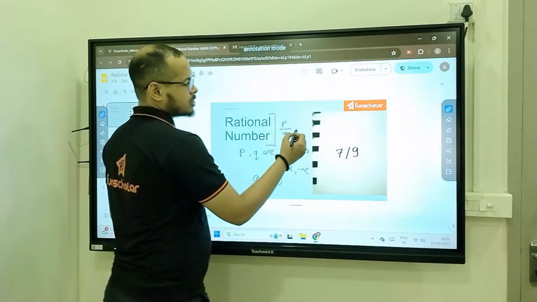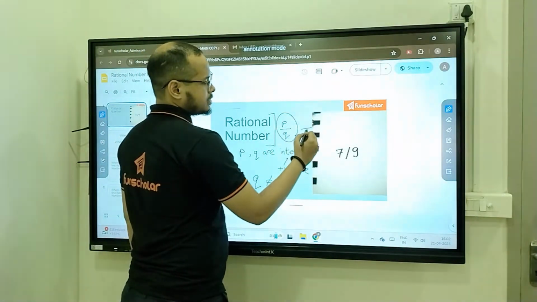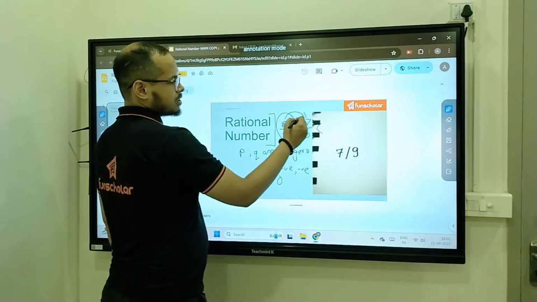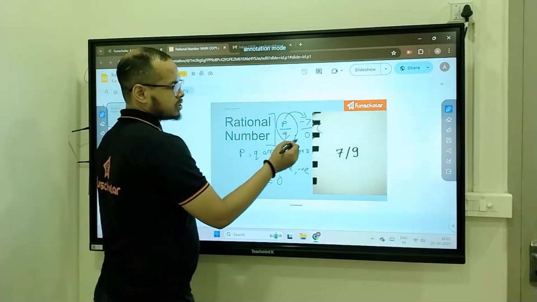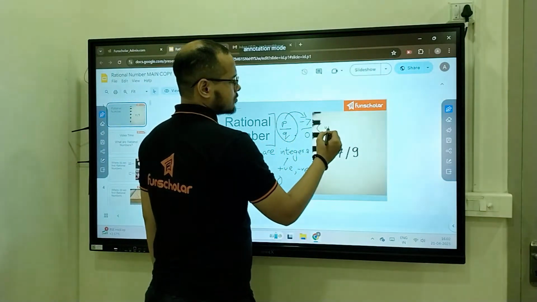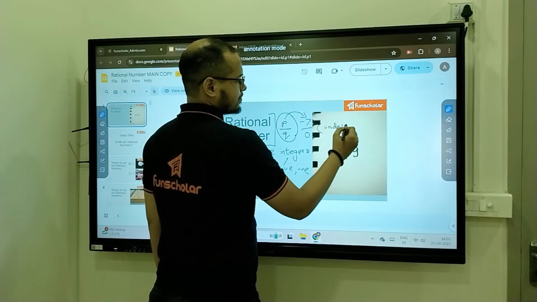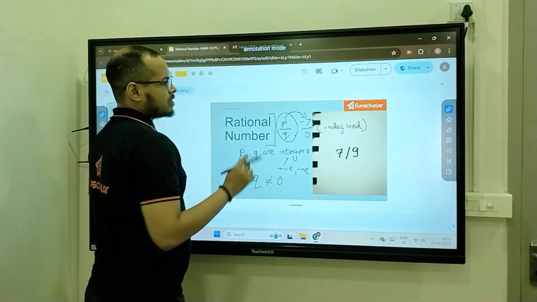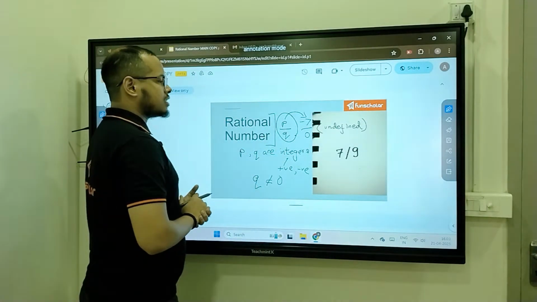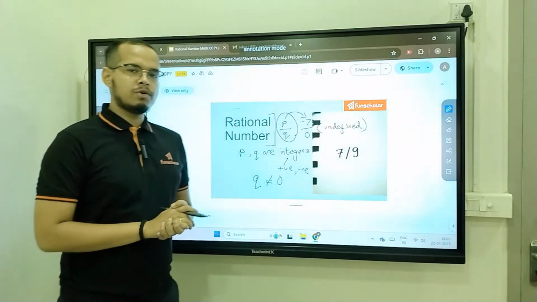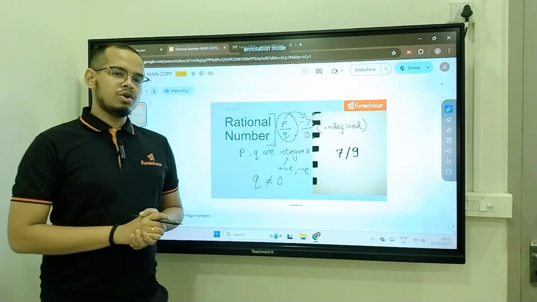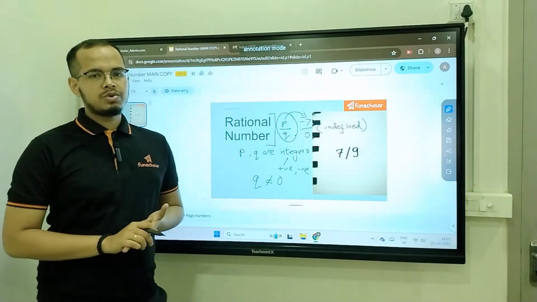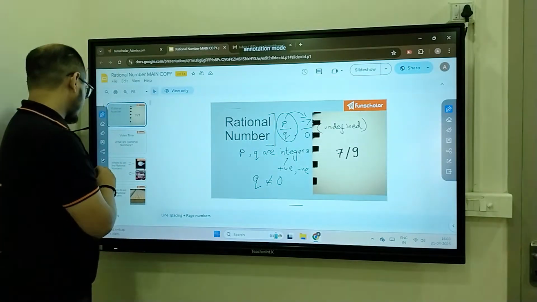Okay, because if the Q present in this type of number is 0, then the number will become undefined. Whatever be the value of P in integer, if Q is 0, it will be undefined. Thus, the main theory of what rational numbers are is: rational numbers are numbers in the form of P by Q, where P and Q are integers and Q is not equal to 0. Okay, now let's begin with the chapter.